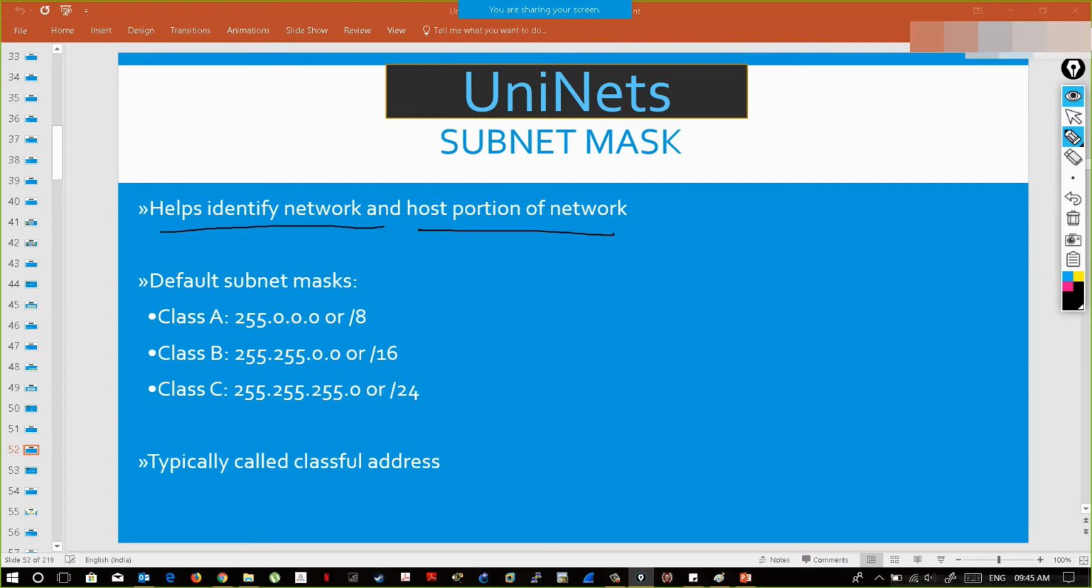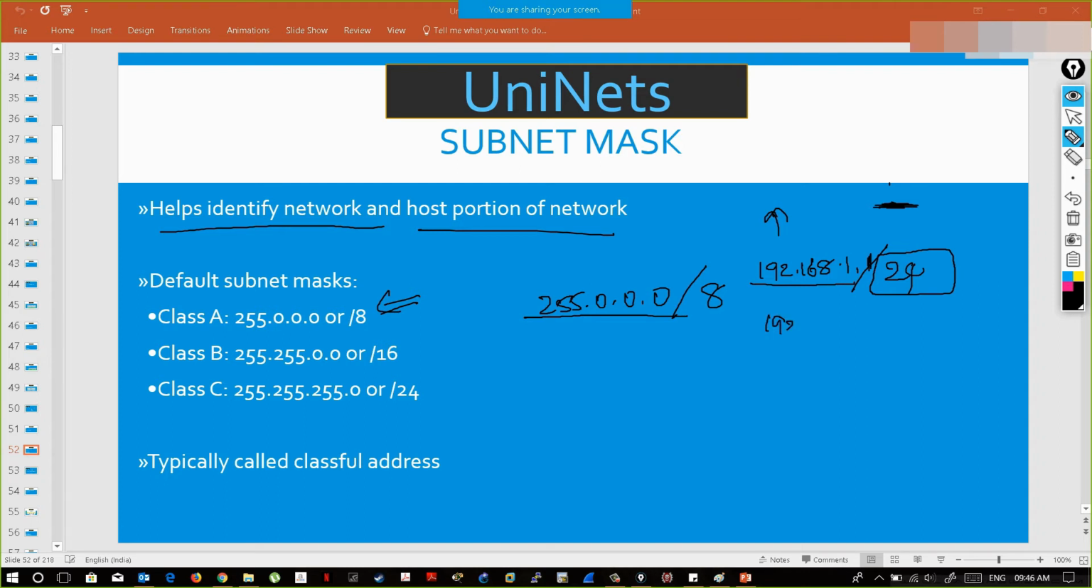And the default subnet mask for class A is 8, that is 255.0.0.0. Instead of writing this whole thing, you can also just write 8, how many bits are up. I can write an IP address in two ways. One is 192.168.1.1, this is my IP, slash 24. In the sense, the first 24 bits are up. So the first 24 bits belong to the network portion, and the remaining 8 bits are the host portion, right?